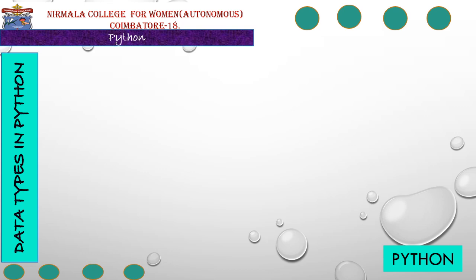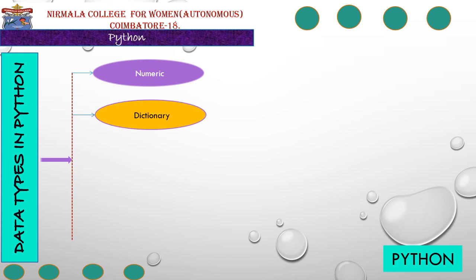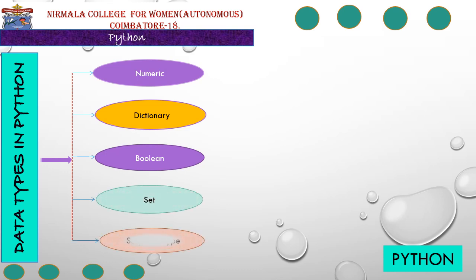So these are the general data types which we use in Python: numeric, dictionary, boolean, set, and sequence type. Let us see about numeric. In numeric, the values are stored as numbers. Whole numbers, floats, and complex values have a place in Python's numeric data types.